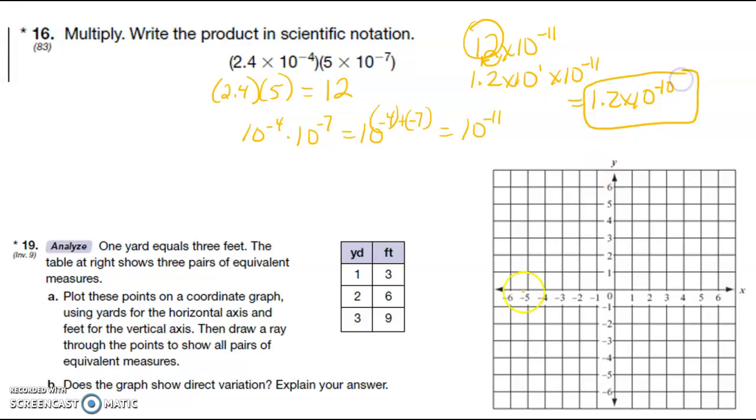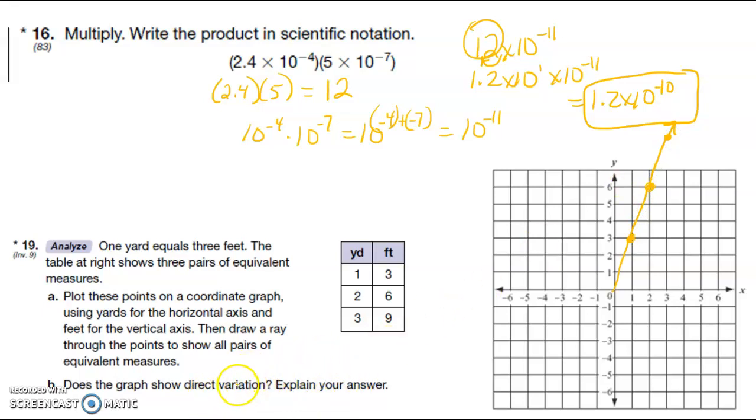that. Okay. 1 yard equals 3 feet. The table at the right shows 3 pairs. Plot them and draw a line. Okay, so we have 1, 3, 2, 6, and 3, 9. And that's going to go like this way.